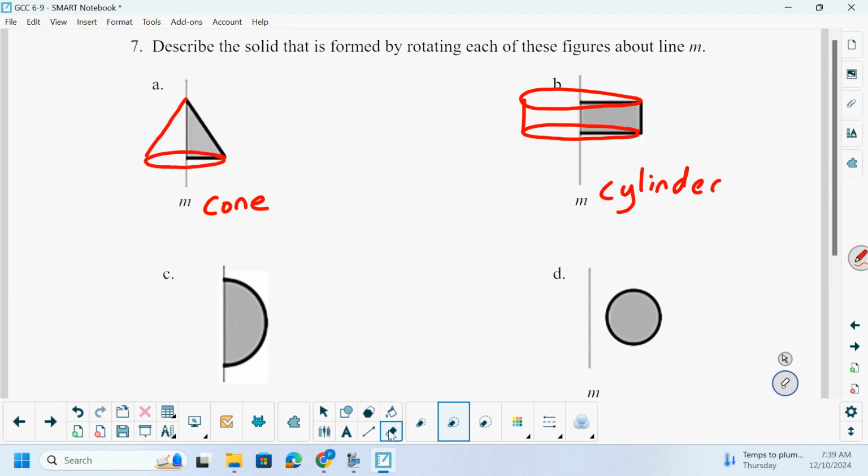This one here is intended to be a half circle. So as it spins around, it's going to create for us a sphere.